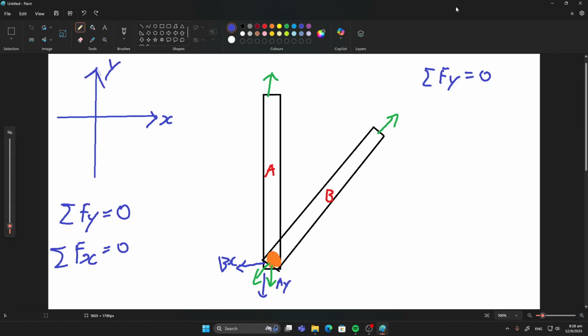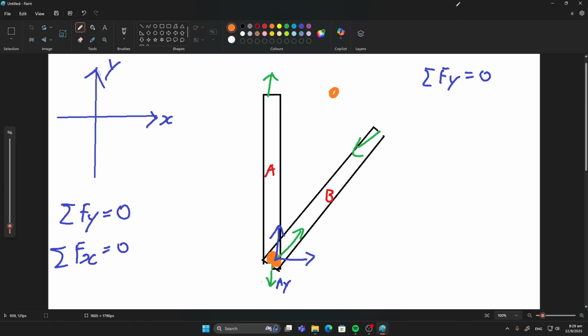So this means that I know for sure if my A is in tension, my B has to be in compression. So what does that mean? That means that my B is now acting this way. So if I were to decompose my B force, it would be like this.